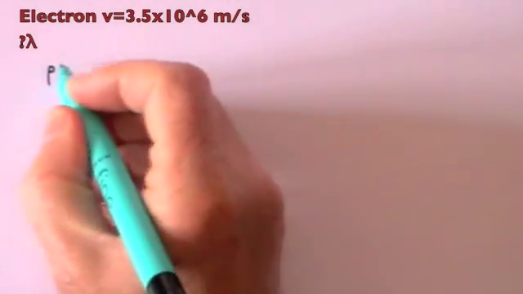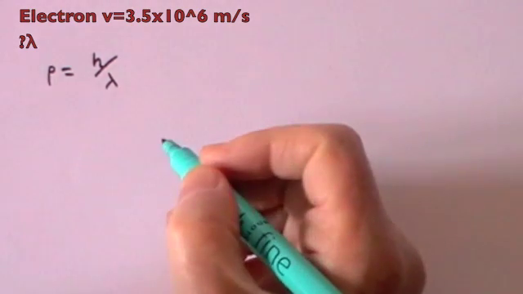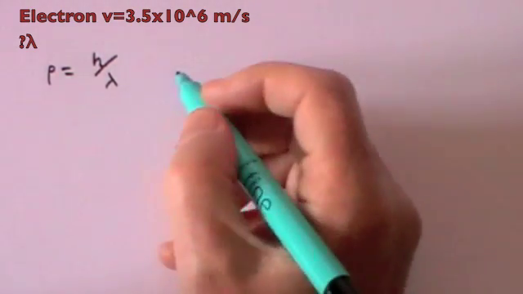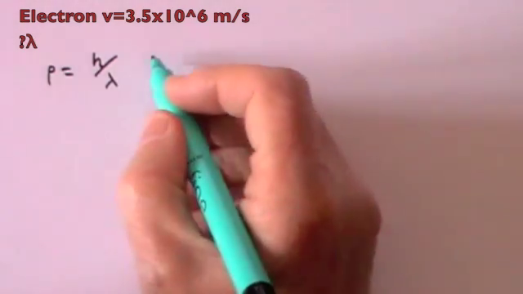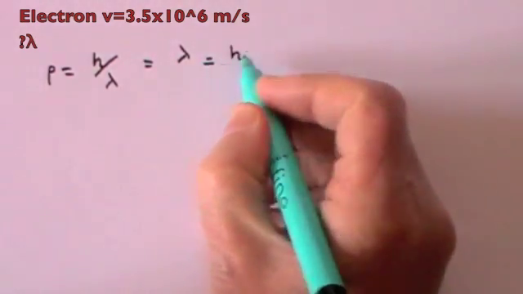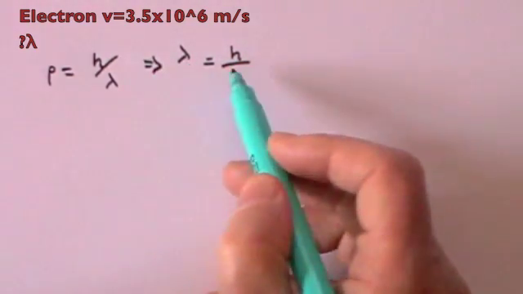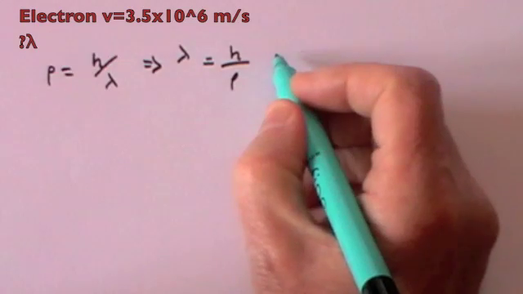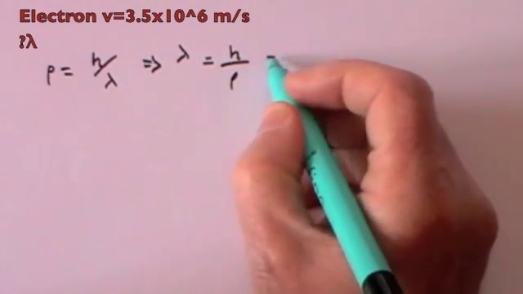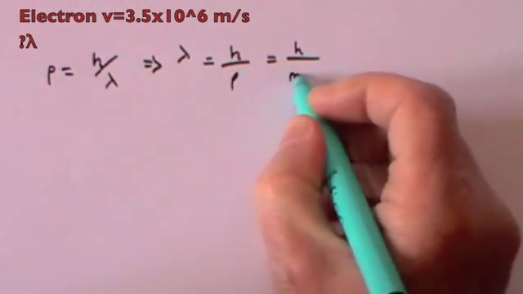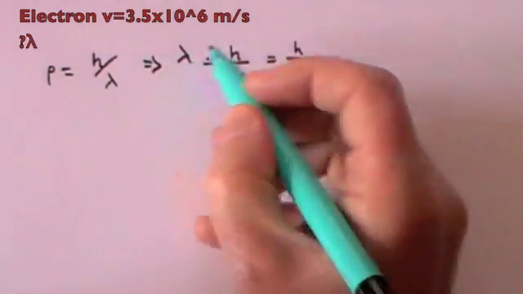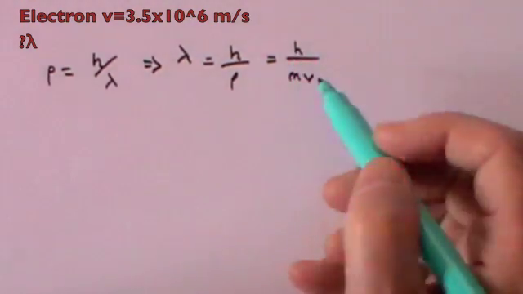Question 7. We are told that an electron has a velocity of 3.5 times 10 to the 6 meters per second, and we are asked to find its wavelength. So once again we can take the de Broglie formula, that p equals h over lambda. The momentum is Planck's constant divided by wavelength. We can rearrange that to say that lambda is h over p. And since for an electron momentum is mass times velocity, that's h over mv. So now we've got that lambda, the wavelength, which is what we're trying to find, is h over mv.